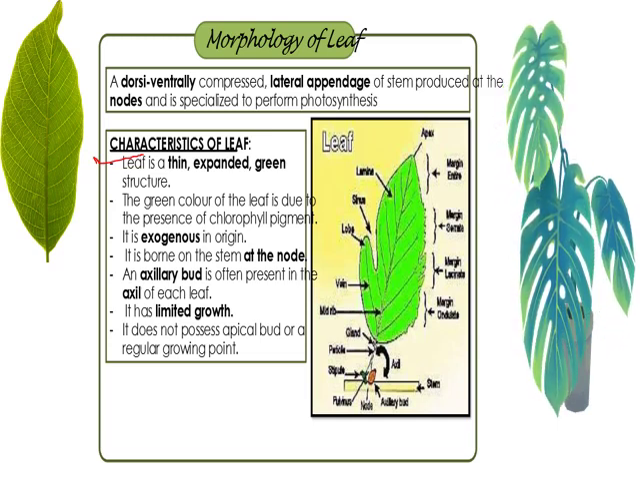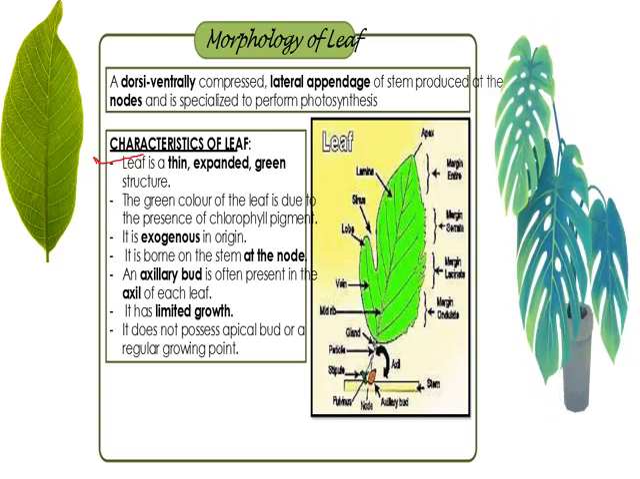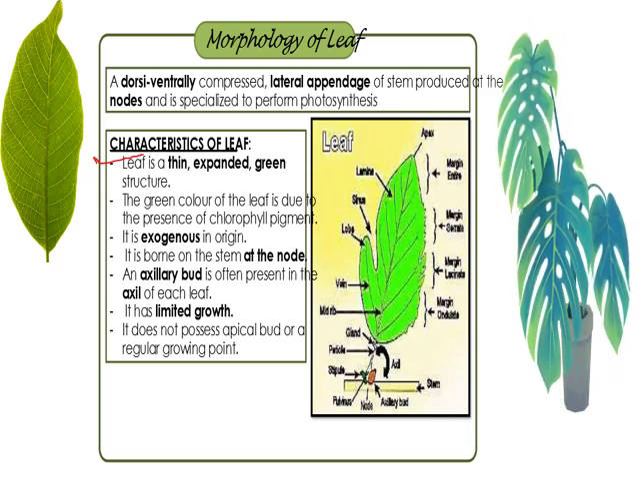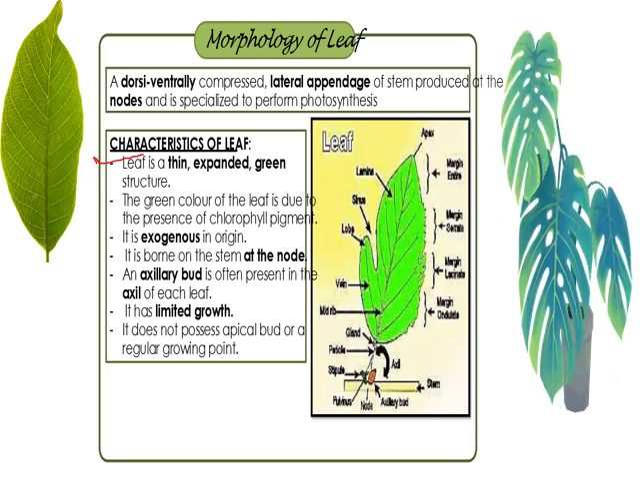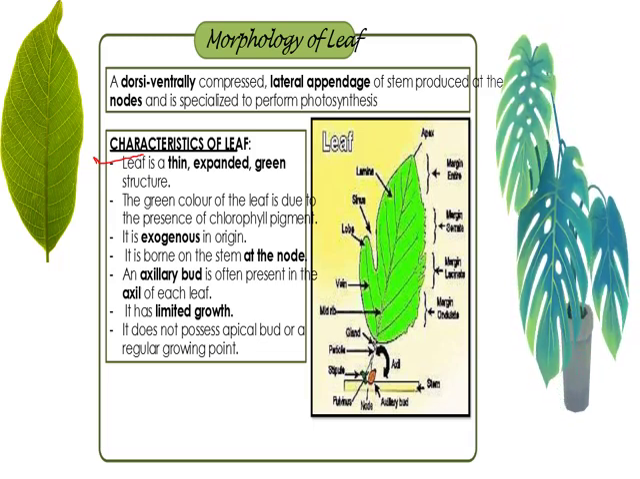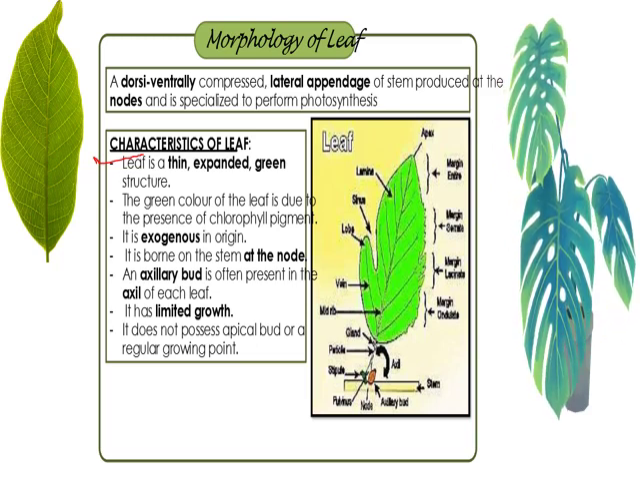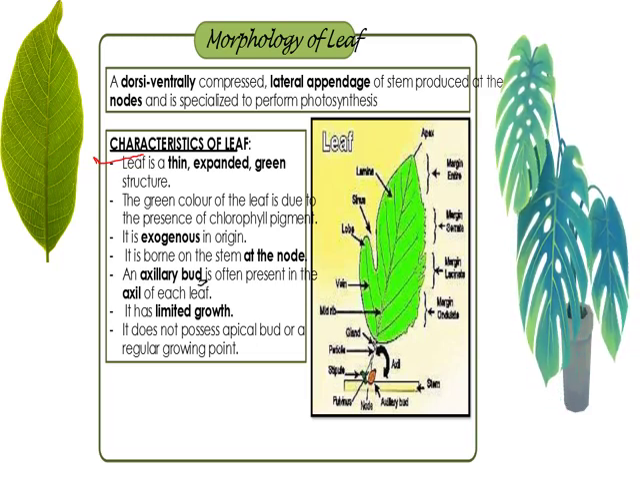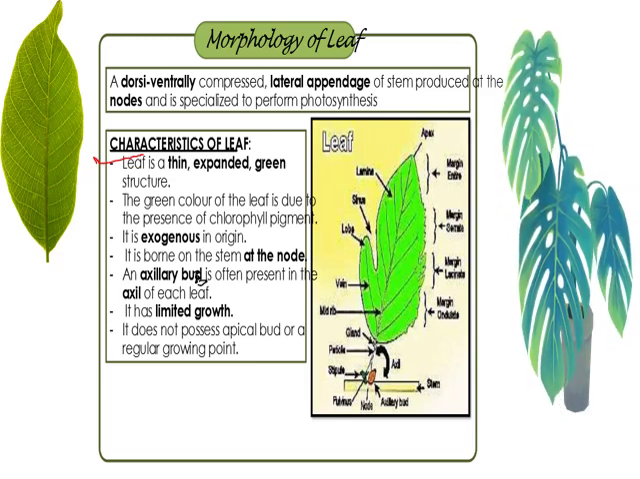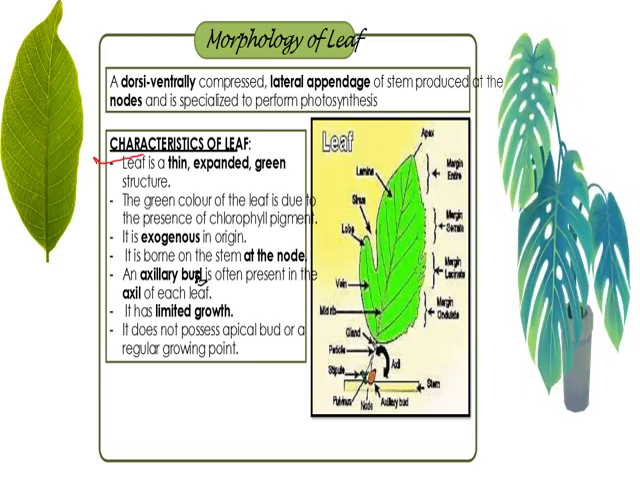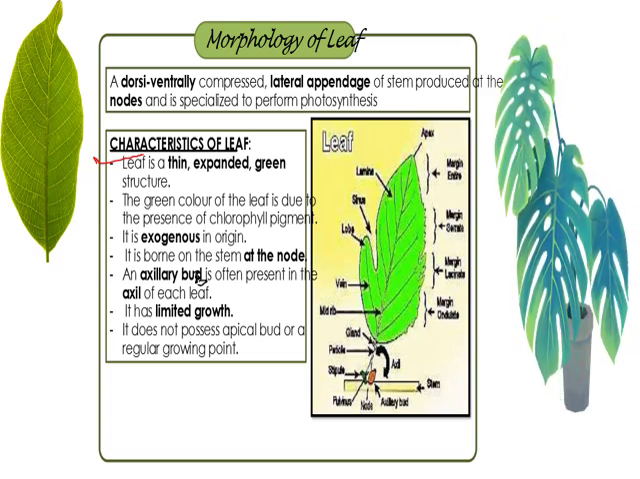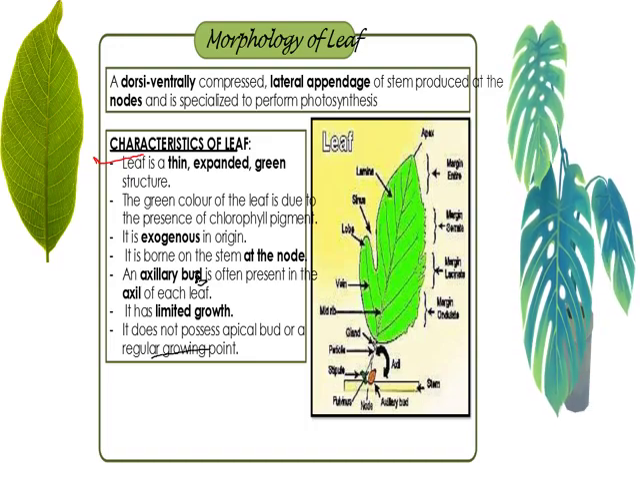It is exogenous in origin, as it mostly originates from a bud, that is an exogenous structure, and it is borne on the stem at a node and originates from an axillary bud. Here, this one is an axillary bud. It is often present in the axil of each leaf, so it has a very limited growth and it does not possess an apical bud or regular growing points.